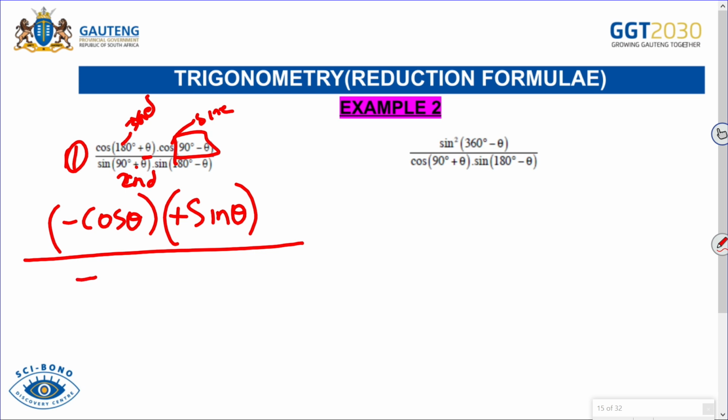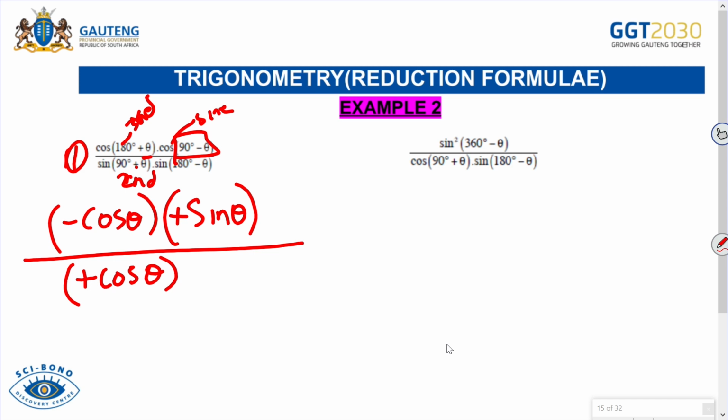So it's going to be positive cos theta. Why is it changing to cos and not remaining as sine? Because we are dealing with 90 degrees plus theta, which is our cofunction. Remember, with cofunctions you always have to change the trig ratio. So since we are dealing with sine, we need to change it to cos.